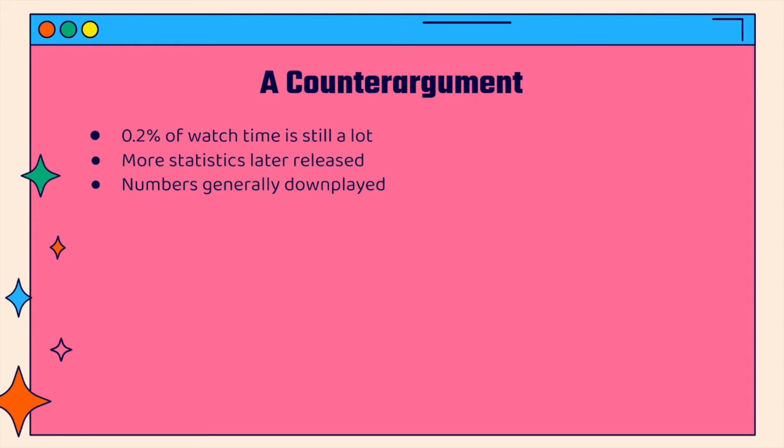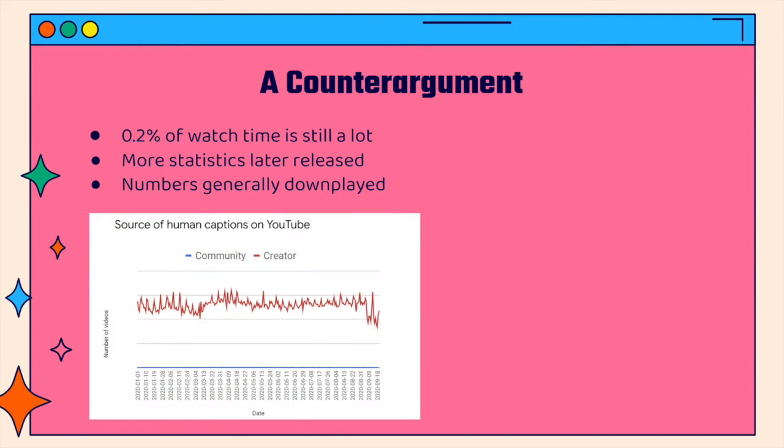Given criticisms of those statistics, YouTube later released some graphs and stated that they were the main stats they focused on when making this decision. And if you look at that first graph, that does seem fairly damning, as it shows the vast majority of captions and subtitles on videos were written by the people who published those videos. That blue line at the bottom is the amount of videos with community captions or subtitles.